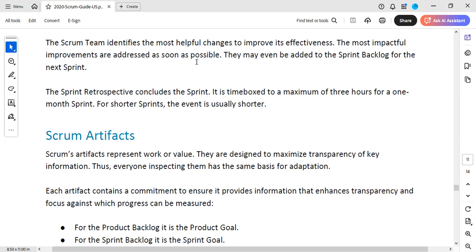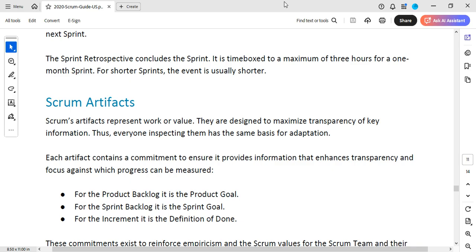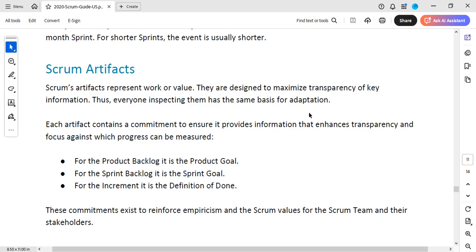The Scrum team identifies the most helpful changes to improve its effectiveness. The most impactful improvements are addressed as soon as possible. They may even be added to the sprint backlog for the next sprint, for example, maybe we need to be writing technical documents and stuff like that. We provide a time during the sprint to do that. The sprint retrospective concludes the sprint. It is time boxed to a maximum of 3 hours for a 1 month sprint, maybe 1.5 hours for a 2 week sprint. For shorter sprints, the event is usually shorter.